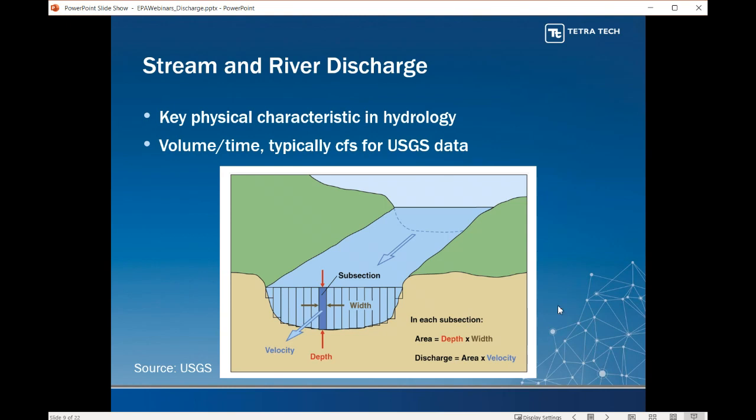Just to remind ourselves, discharge in the field is typically fairly complicated to measure. So we would typically subsection our stream into horizontal subsections. For each of those subsections, we would measure one or more velocities within that subsection and then multiply the water velocity by that cross-sectional area and add those all together to actually compute our discharge. So it's a fairly complicated and time-consuming process to actually measure discharge.